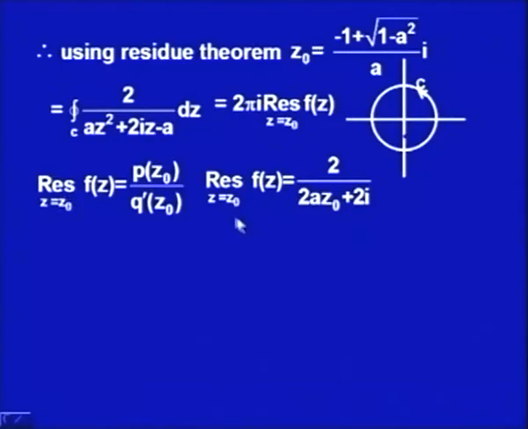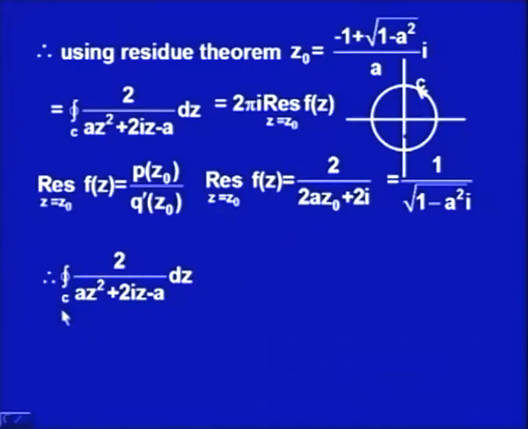So, we would get the residue at z equal to z naught, because the numerator is only 2, a constant, as 2 upon 2 a z naught plus 2i. At z naught, 2 a z naught gives minus 2i plus 2 times the square root of 1 minus a square, and then plus 2i. So, minus 2i and plus 2i get cancelled out, and 2 and 2 get cancelled out. What we get is 1 upon i times the square root of 1 minus a square, or rather you could write minus i upon the square root of 1 minus a square, but that I would not be writing, because we have 2 pi i here, which we have to multiply.